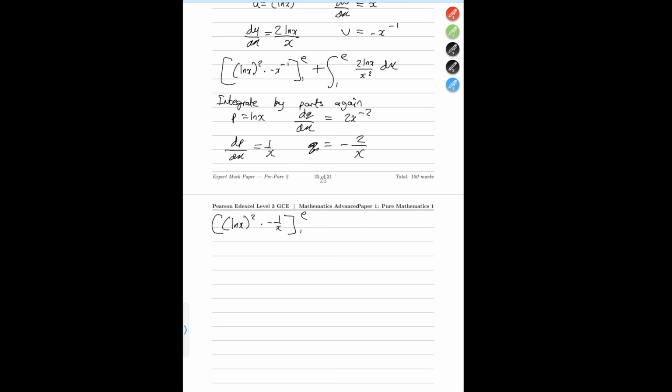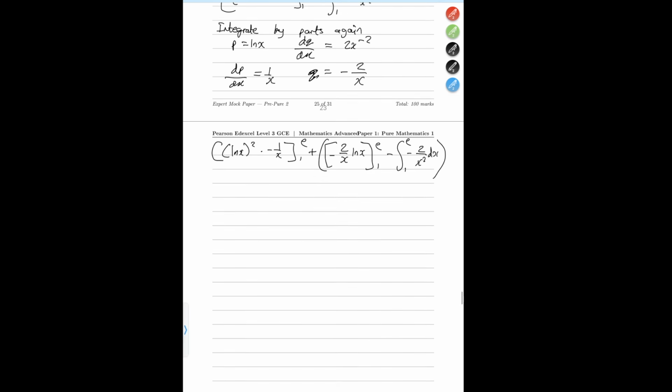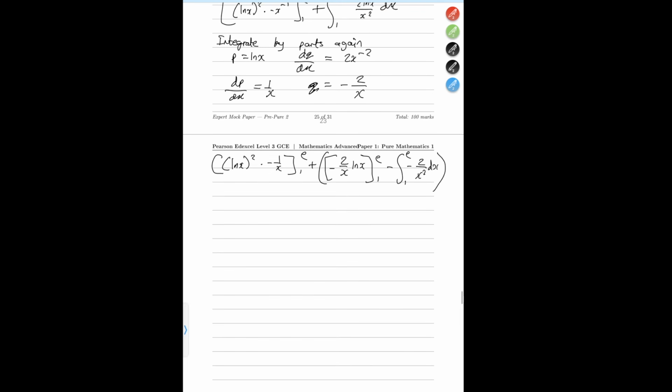The integral from 1 to e. Now we're going to add, let's put a bracket here, pq, so that'll be minus 2 over x ln x between 1 and e, and then minus the integral of minus 2 over x squared dx between 1 and e. And now you can see that this is much easier to integrate. So we can now write that the integral is equal to, I think it's best now that we start to simplify this expression.